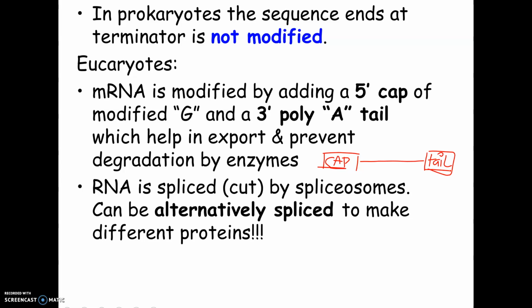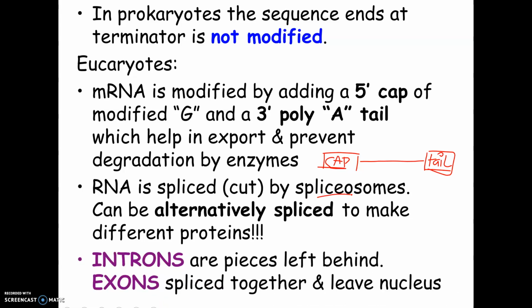Splice actually would be to seal two things together, not really to cut. So the spliceosomes, they're going to come in and they're going to cut out pieces of the RNA that are not going to be part of that particular protein. Now, important, it can be what's called alternatively spliced. Imagine you have a sentence, and I take some words out of the sentence. I could actually change the meaning of the sentence, right? If you take the word not out of the sentence, you would completely change its meaning.